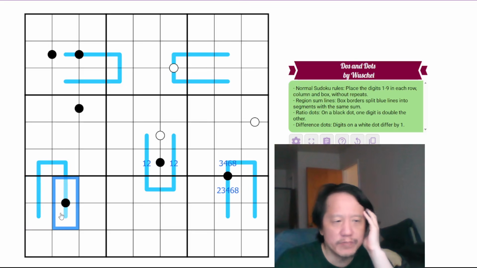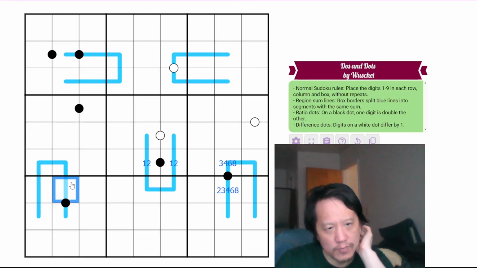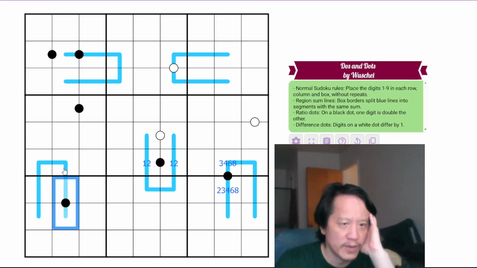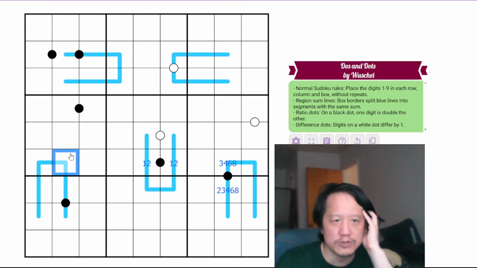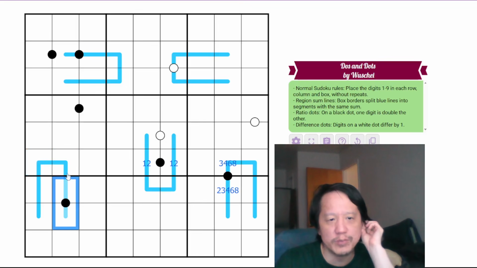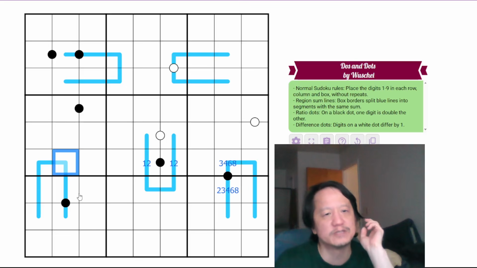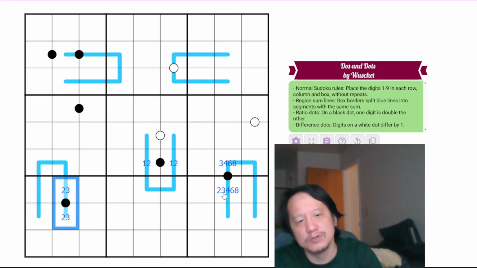But this cannot be ever 1 and 2. If this is 1 and 2, that means this adds up to 3 also, so it would also have to be 1 or 2, but the 1-2 pair in the column would eliminate all possibilities for that. So this has to be 2, 4, 3, 6, or 4, 8 here.